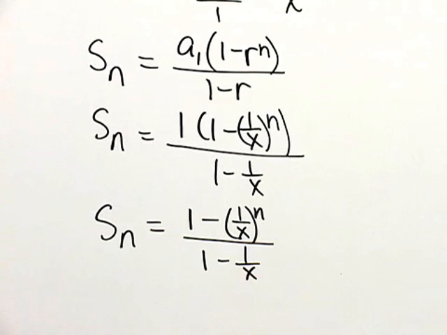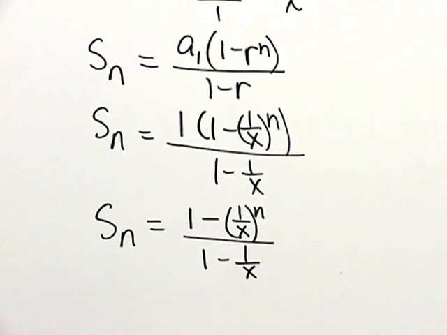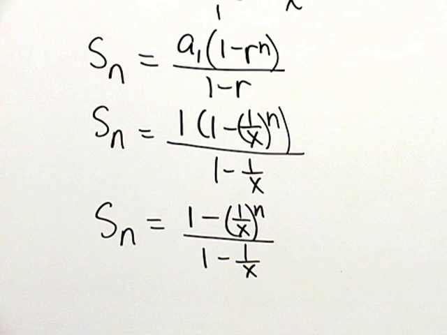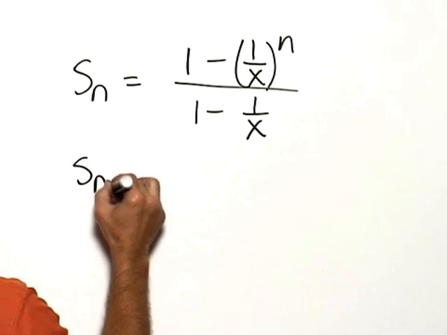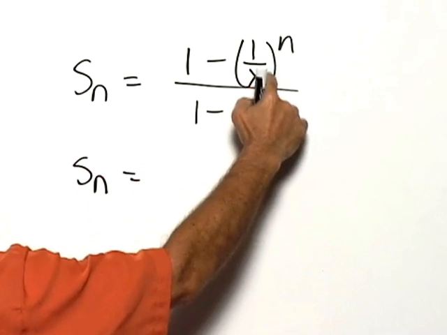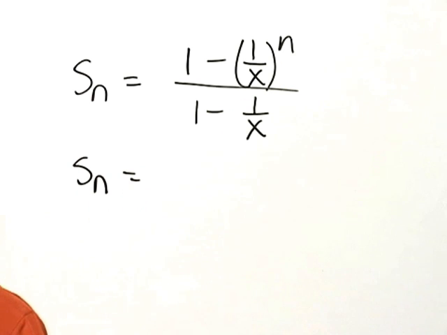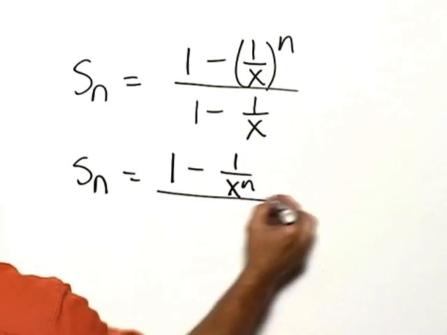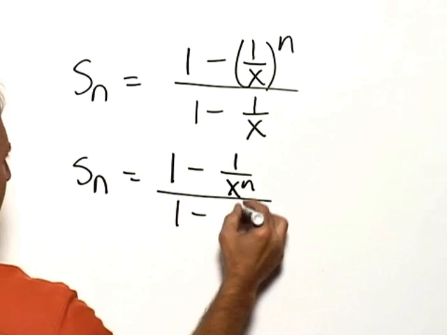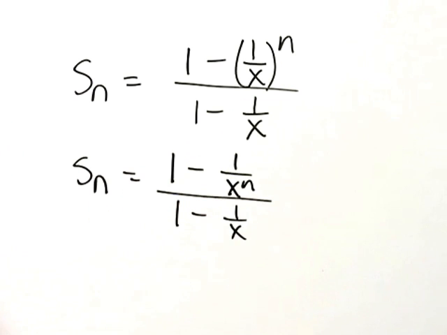But now, let's take that expression and simplify it a little bit further. So, let me move to a new pane. Here we have the same formula that we just looked at. And what I'm going to do is first apply the n to both the numerator and denominator. So, we have 1 minus 1 over x to the n, divided by 1 minus 1 over x.